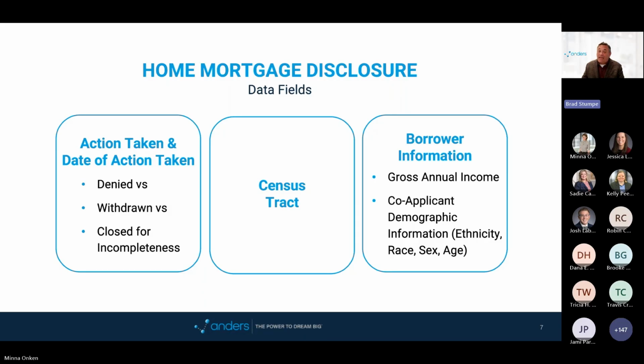Good to have those second reviews to identify those kind of errors. All right, what's next? Gross annual income, borrower information.